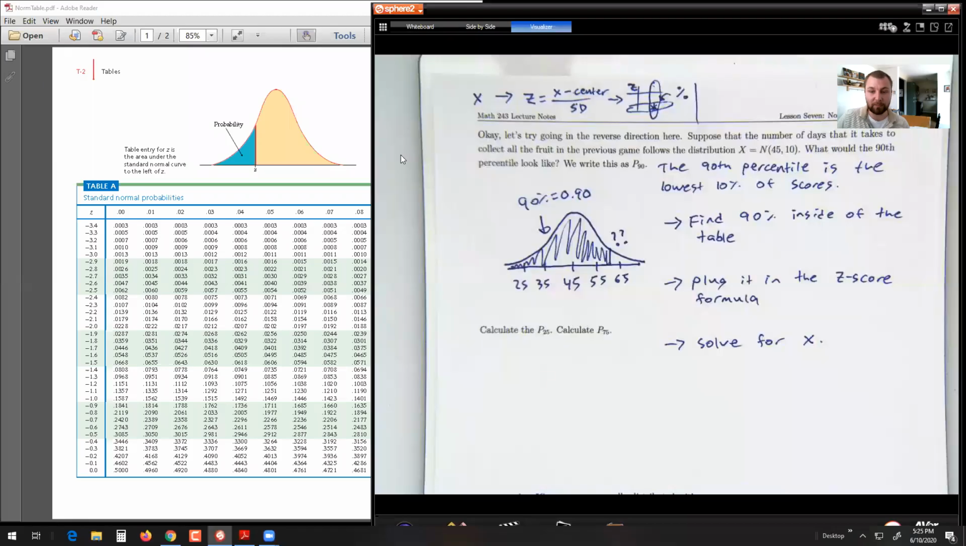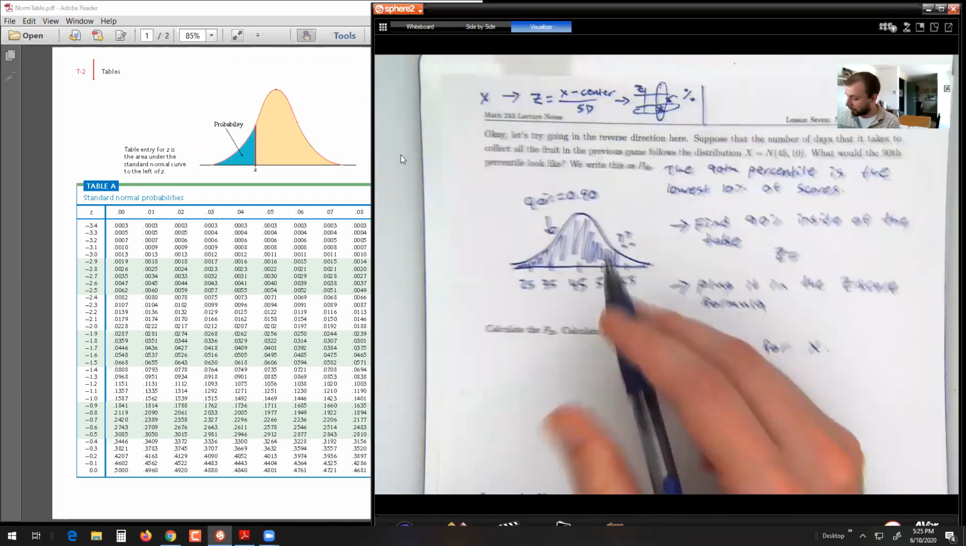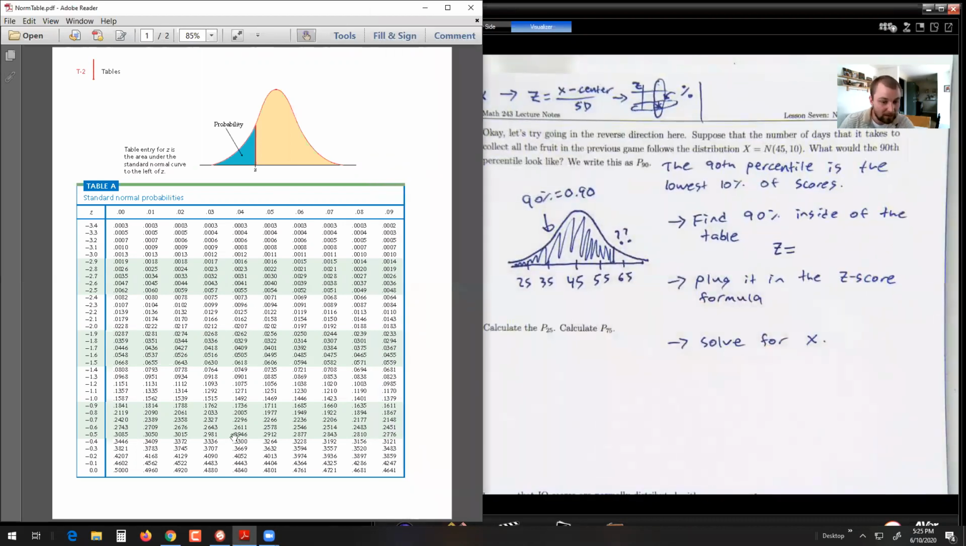So let's start with 90% inside of the table. I'm trying to find the z-score for that amount, because I don't know how many tick marks away I am. So I'm looking inside. So 0.90, as close as I can on this part of the grid. And I'm noticing on the negative side, I'm just not seeing that. So I'll go to the positive side.